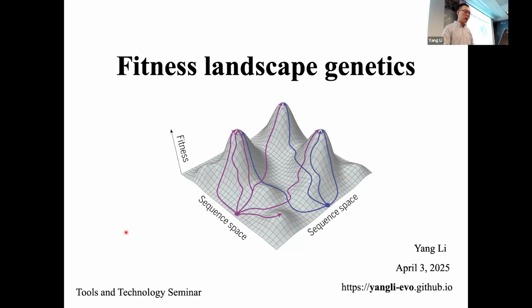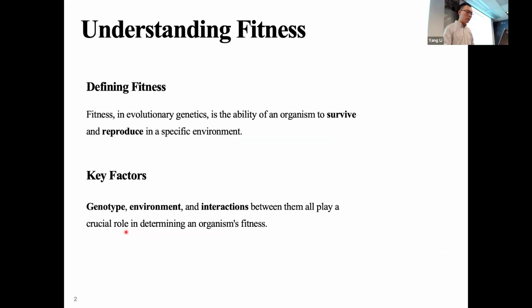I'm studying the fitness landscape. So, what is fitness? In evolutionary genetics, fitness is the ability of an organism to survive and reproduce in a specific environment. Different environments could have different fitness, and it will create a fitness landscape for the whole organism.